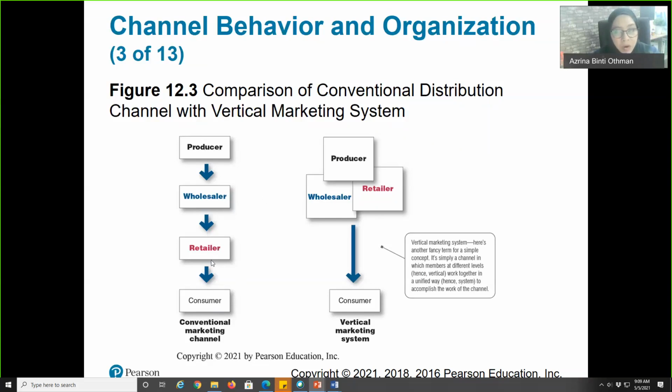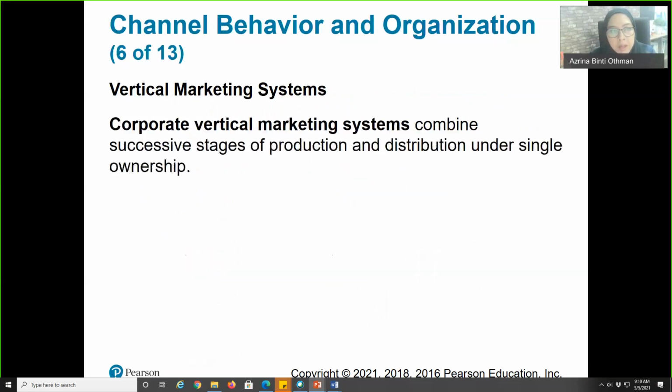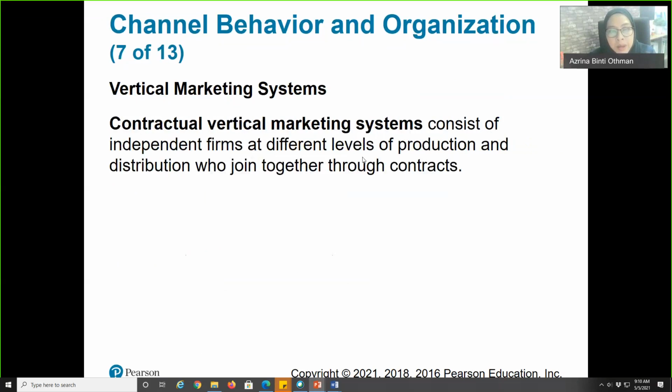Misalnya kalau ada masalah, any conflict, any disagreement, any complaints from the consumer about the product, about the services, what happens? Dia pergi pada retailer. Retailer akan check balik dengan wholesaler. Wholesaler akan check balik dengan producer or manufacturers. So, masa akan panjang untuk menyelesaikan masalah tersebut. So, instead of that, that's why we use VMS, Vertical Marketing System. Because we combine together, we distribute, join together through contracts. True contract.